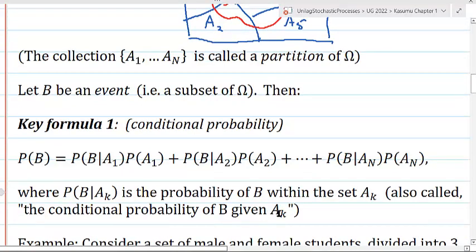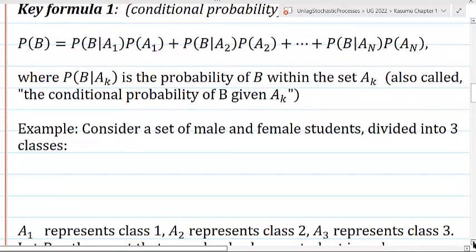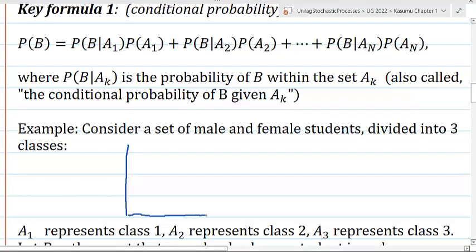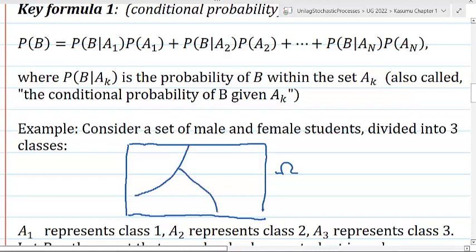All right, so this is a large formula. It may be difficult to understand. Now let's give an example. Consider a set of male and female students divided into 3 classes. Okay, so here is my example. Let me go ahead and draw my omega. And I have 3 classes. I'll call them A1, A2, A3. This is A1, this is A2, this is A3.